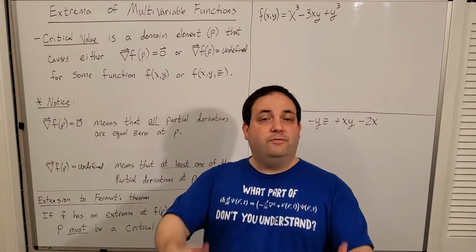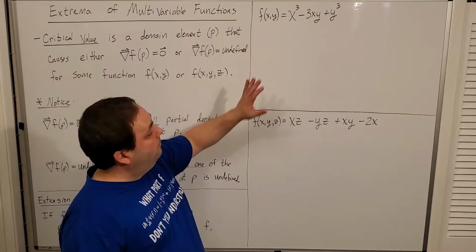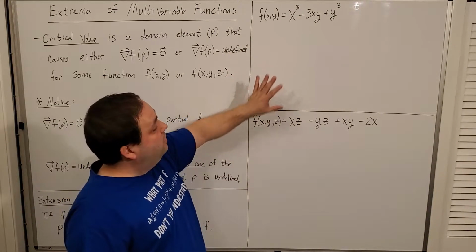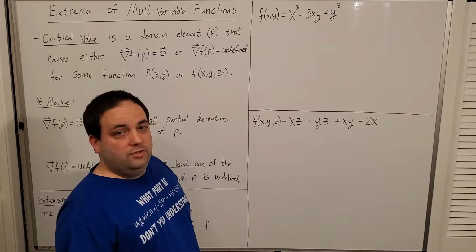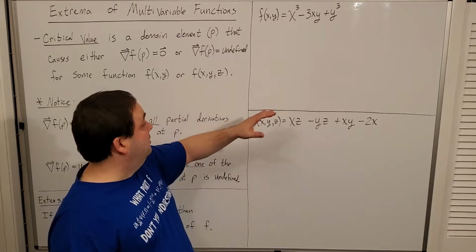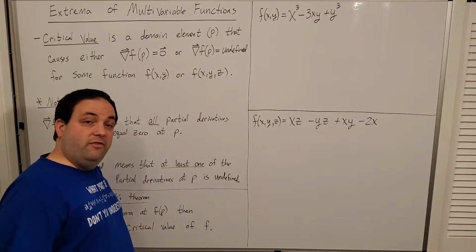So now that we've talked about critical points, and I know you've used those before, let's take a look at a couple of functions here. I have a 2-variable function and I have a 3-variable function. Let's find the critical values, in other words, the points in their domains that cause either a gradient of 0 or a gradient to be undefined.